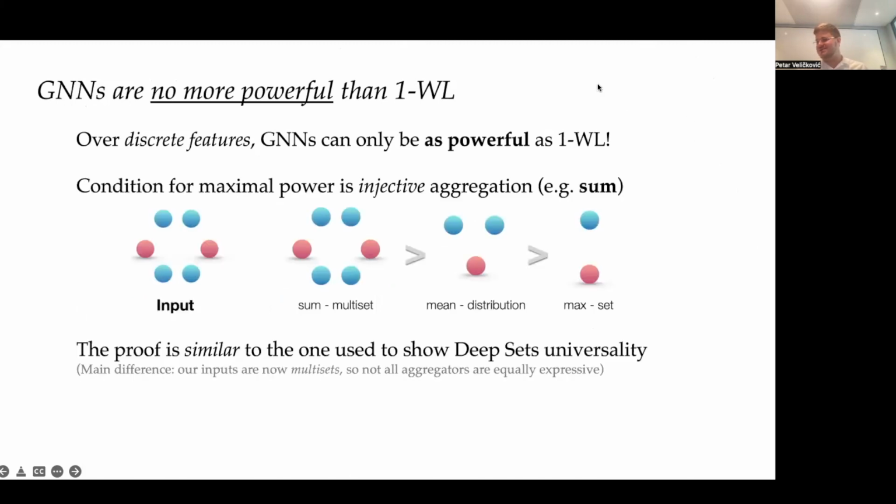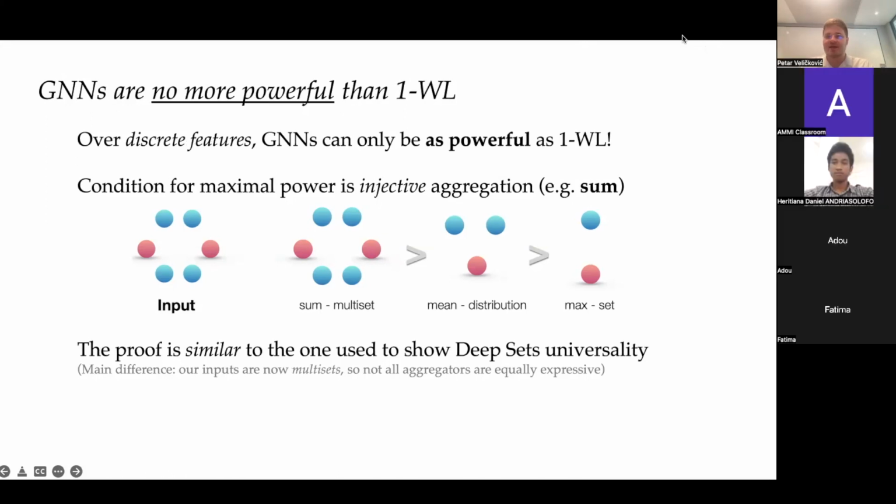And this might seem a particularly damning prospect, but actually, when you analyze it further, you might find that even you need to be very careful with how you design the GNN to even match the power of the Weisfeiler test. You cannot exceed it, but it's also not very easy to match it either. And it turns out that the condition to get this maximal power is for your aggregation function to be injective. And in this particular case, the aggregation function that works well is taking the sum, okay?